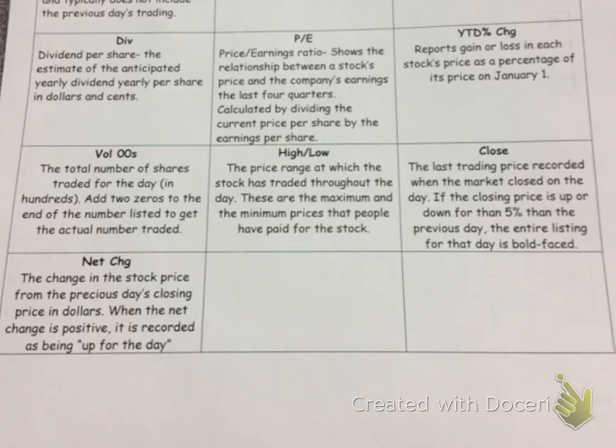Other things to know about here, the VOLs, that is the total number of shares traded for the entire day. You would add 2 zeros to that to get the number listed of actual stocks that were traded. The high and low is the price range at which the stock was traded throughout the day. So that's a daily high and a daily low for the stock. Close is where your stock ended up on the previous day. So when it closed on the day, if its closing price is up or down 5% from the previous day, the entire listing for that day is bold-faced.